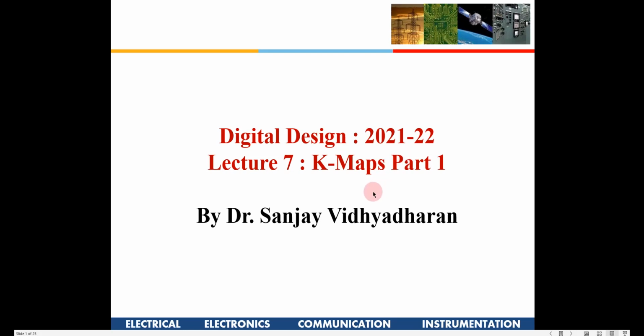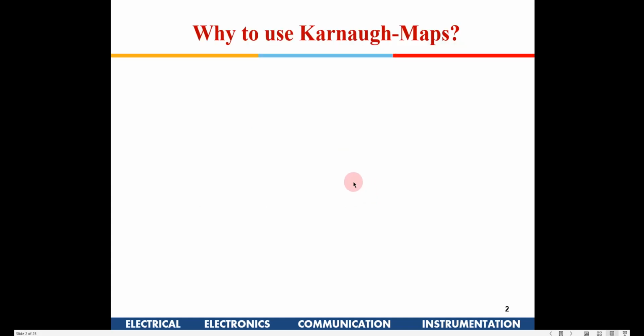So in the last class, we saw how using various Boolean algebra we can simplify Boolean expressions, right? We learned a few Boolean laws and postulates. Using that, we can simplify the Boolean expression, right? So today we are going to learn something known as KMaps or Karnaugh maps.